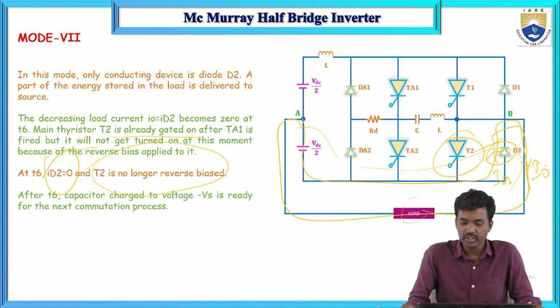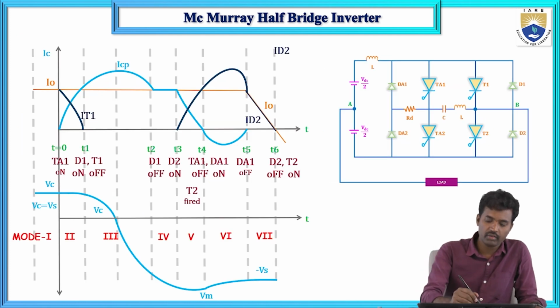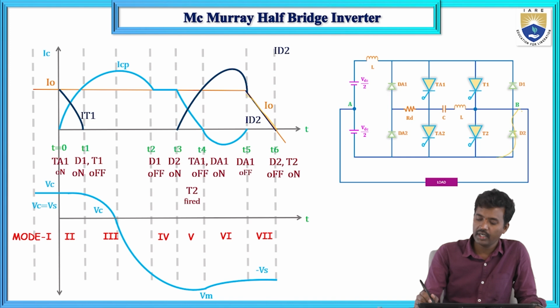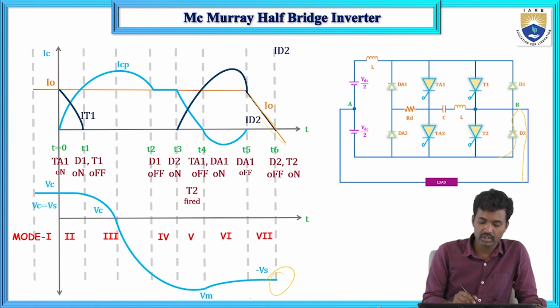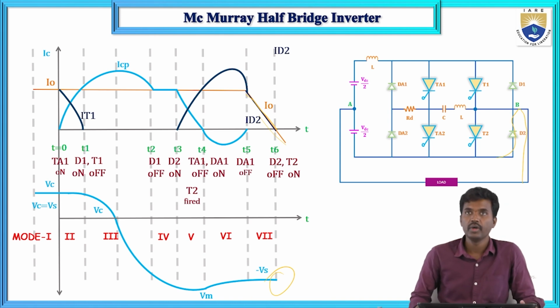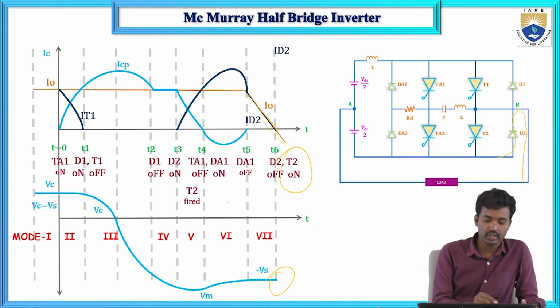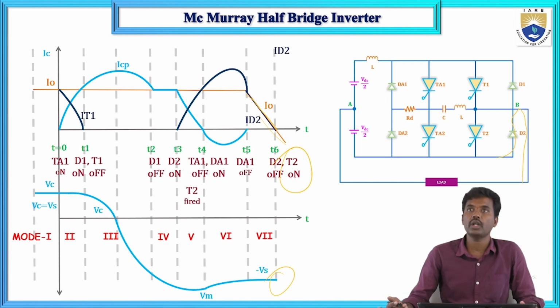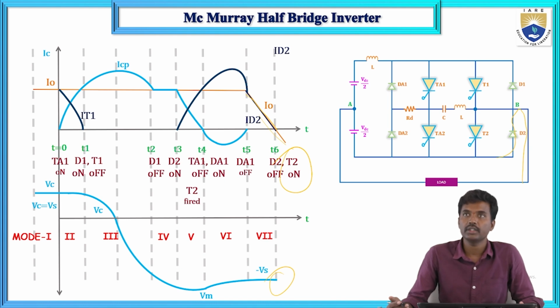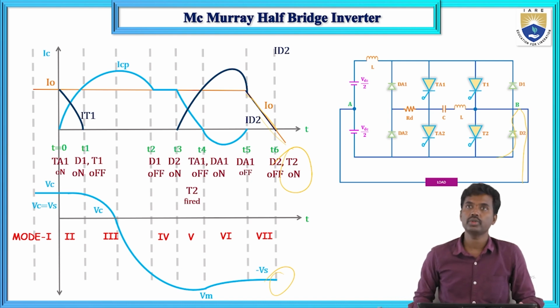So in the half-bridge inverter, when T1 is on, T2 is off, and when T2 is on, T1 is off. These are the 7 modes of operation. The I0 current and ID2 current both decrease, and again come back to 0 when it reaches minus Vs. So now T2 will be turned on. This is the turning off process of T1, and again T2 is turned off. Next, to turn off the T2 thyristor we will use DA2 and TA2, and next T1 and D1 will be used to turn off T2.